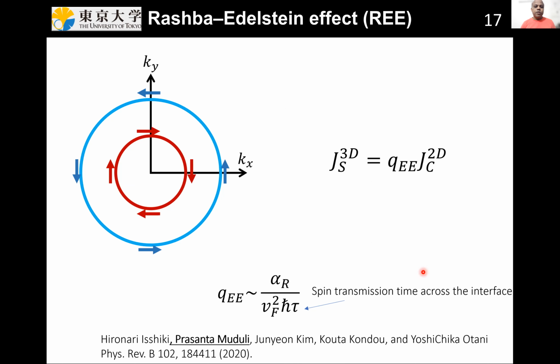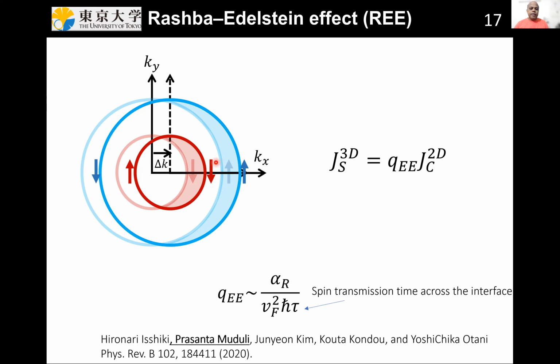So how does this conversion happen? If you see these two contours, and if you apply a charge current along the negative x-axis over here, then the Fermi contours will be shifted like over here, and this shifting of the Fermi contour will produce a net spin accumulation, which will be a spin polarization along this y direction. And now if you connect a 3D metal to this interface, then it can produce a 3D spin current, which will be injected perpendicular towards you.